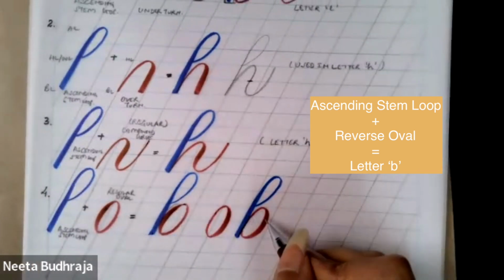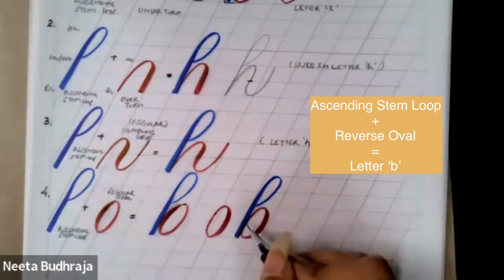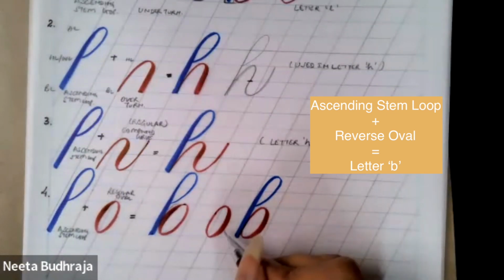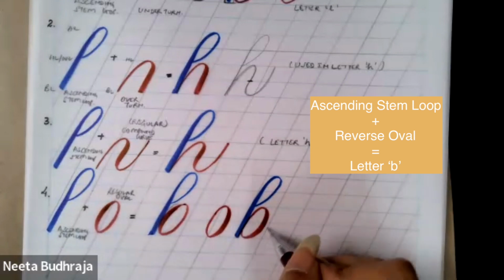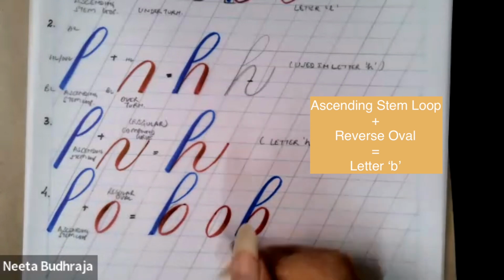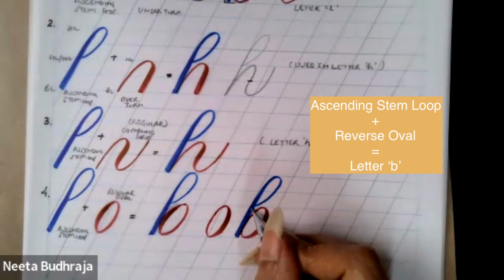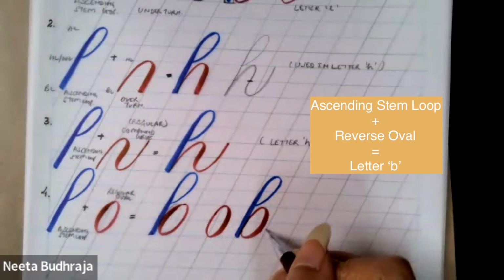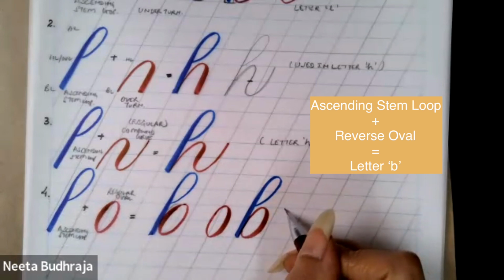So when we are making it as our reverse oval, then we are seeing this as letter B. Of course, it has entry stroke or exit stroke on both sides. Entry stroke with our ascending stem loop and reverse oval with our exit stroke.